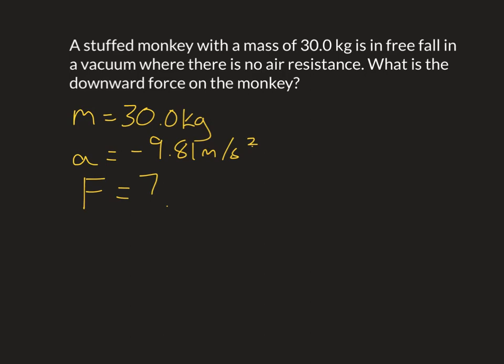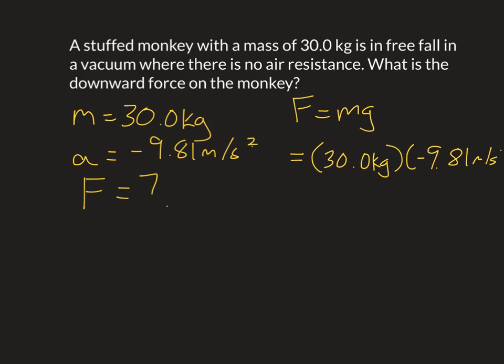So we're going to use our formula F equals mg. It's the same as F equals ma. We already know our acceleration. We're just using gravity, which is why I use that formula, but really it doesn't matter. I'm going to plug our numbers in. So my mass is 30 kilograms. Gravity is always negative 9.81 meters per second squared.